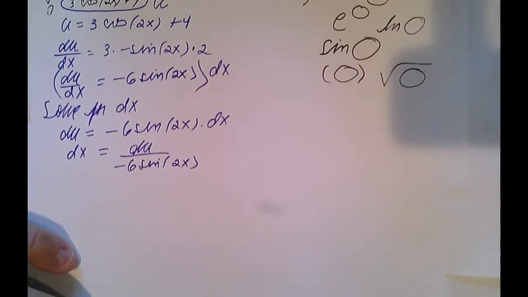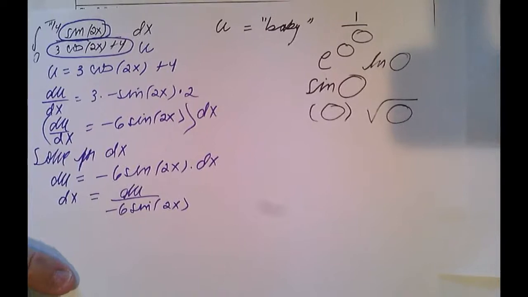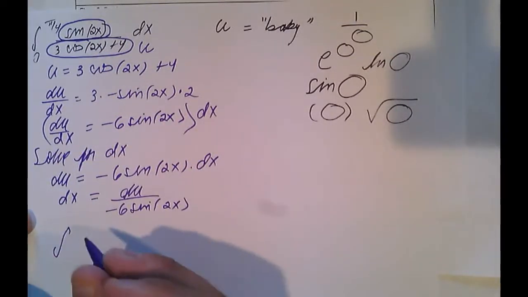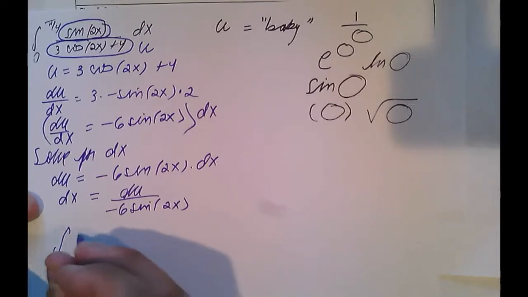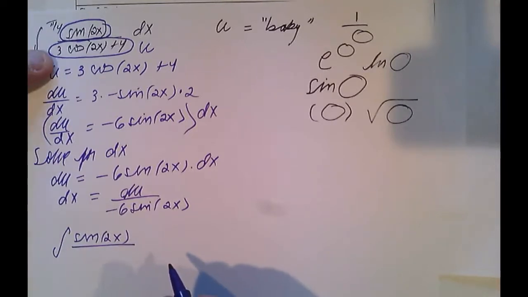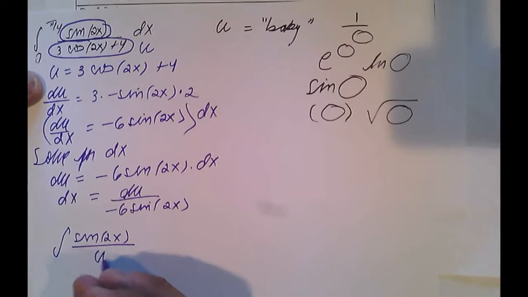Okay, what you need to do now is rewrite your original integral in terms of u. So let's see, we have sine of 2x. I'm going to leave that alone right now. In the denominator, 3 cosine of 2x plus 4. Well, that's what u is.